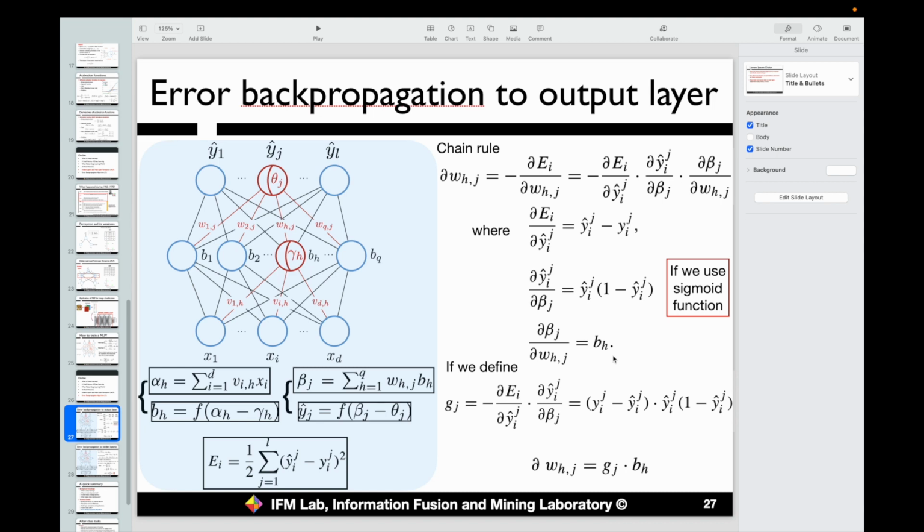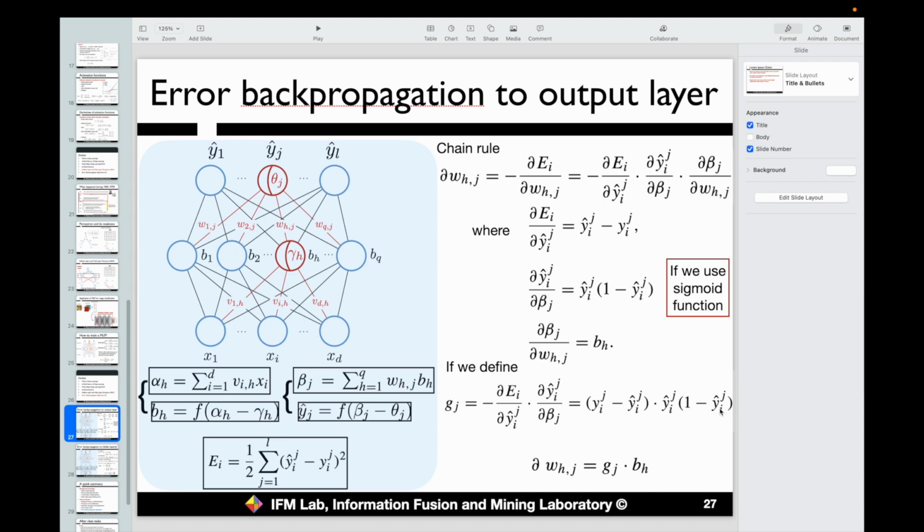Then actually we can introduce one more term. We define one term called GI. We define GI as the negative partial derivative of the loss function with respect to y hat times the partial derivative of y hat with respect to beta. In other words, we define this to be an intermediate term GI. You can follow me, right? Then according to the above calculation, this term equals y hat minus y, the ground truth, times y hat times 1 minus y hat.